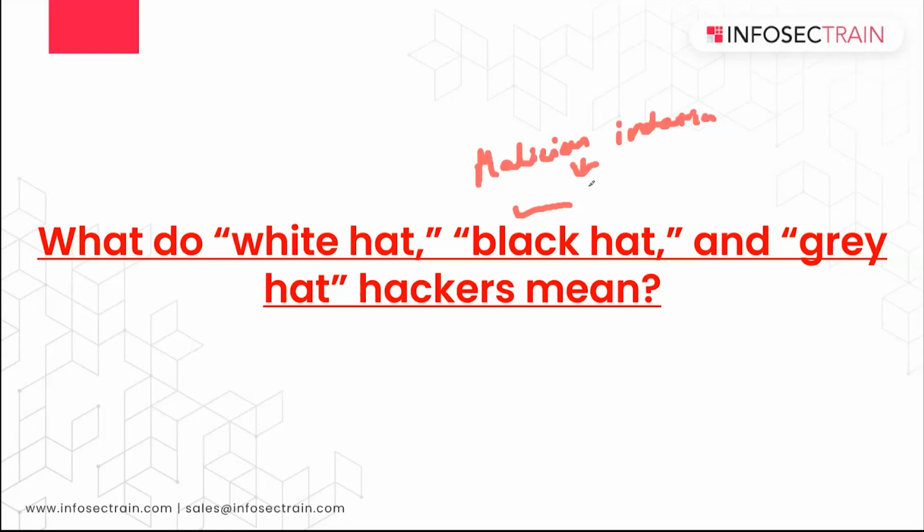Don't go by the rule, don't go by the book. Their intention is to destroy, their intention is to steal the information. Those are your black hat hackers. Correct.